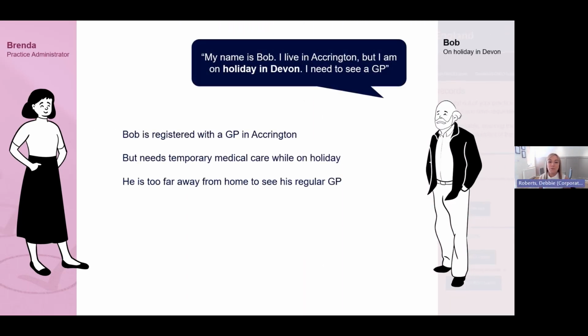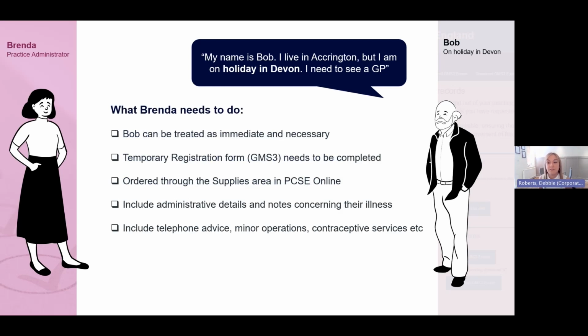Okay, so we've got Bob. Now, Bob lives in Accrington up north, but he's currently on holiday down south in Devon. Unfortunately, while Bob has been on holiday, he's become unwell and he needs to see a GP. Now, he can see a GP temporarily while he's on holiday, as he's too far away from home to see his regular GP. Now, let's have a look what Brenda needs to do then.